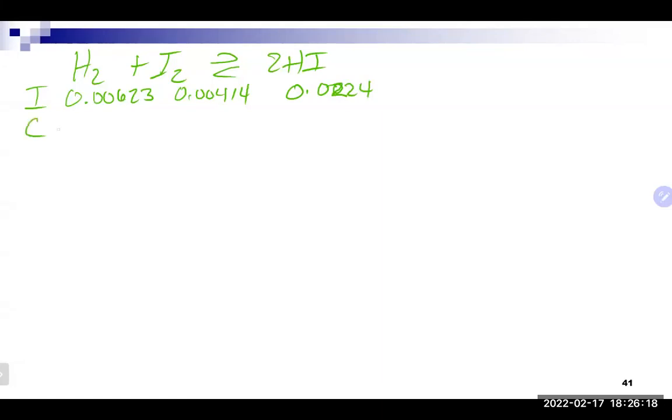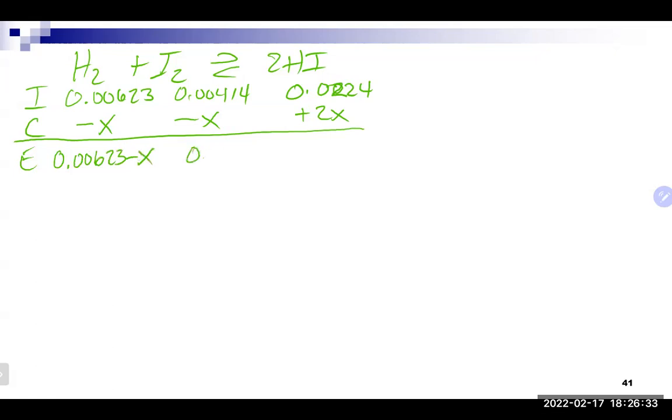Our change here, just like the previous table, since it's the same reaction, is minus x, minus x, and plus 2x. Carrying it down in this case, 0.00623 minus x, 0.00414 minus x, and 0.0224. Also a place where people sometimes make an error, being used to doing minuses, but this is actually plus 2x, right? So that's actually plus 2x. Any questions on the ice table here?